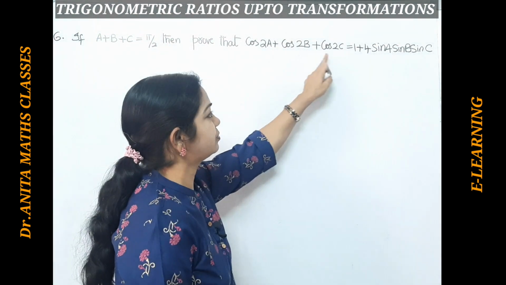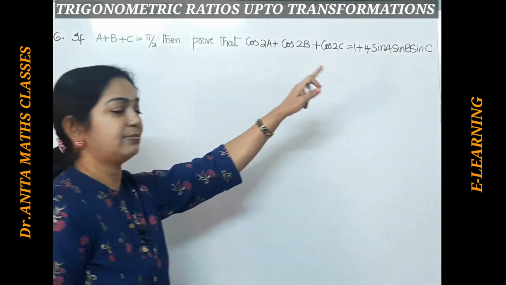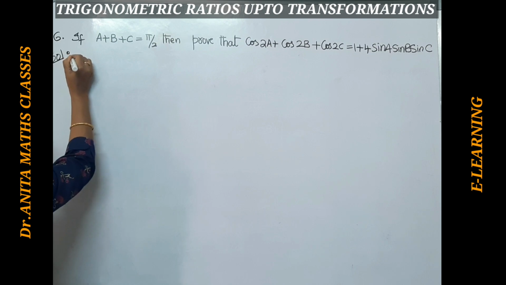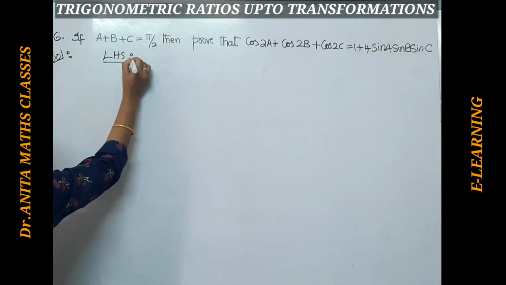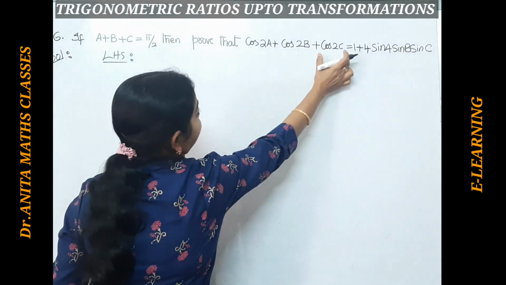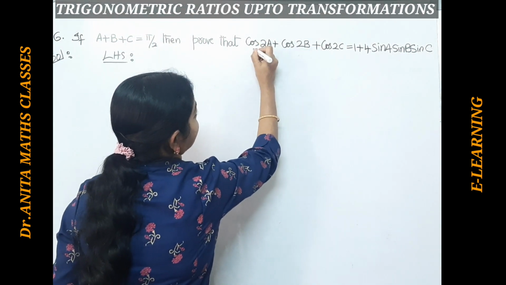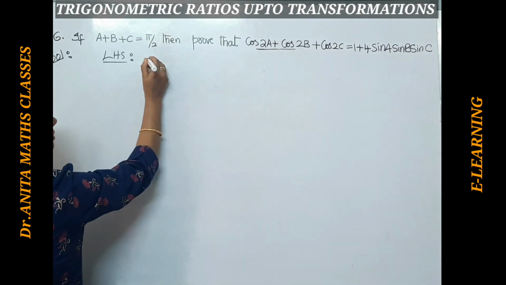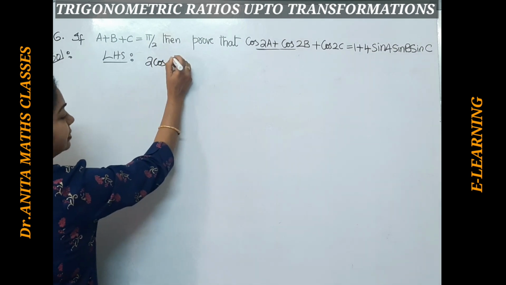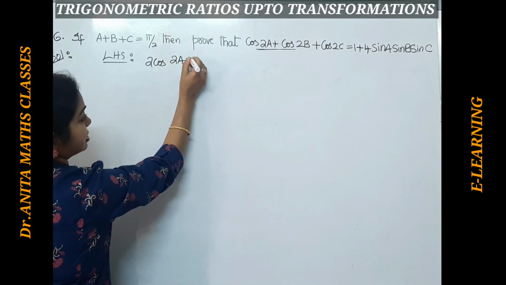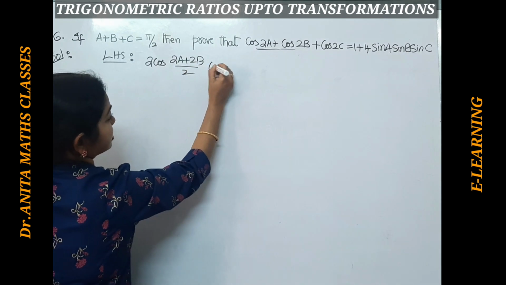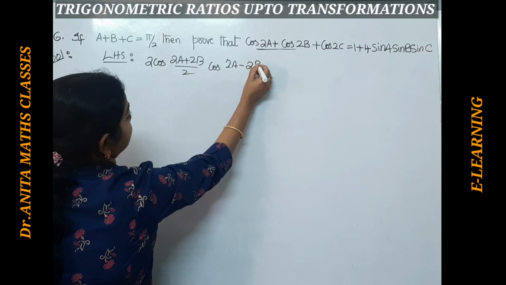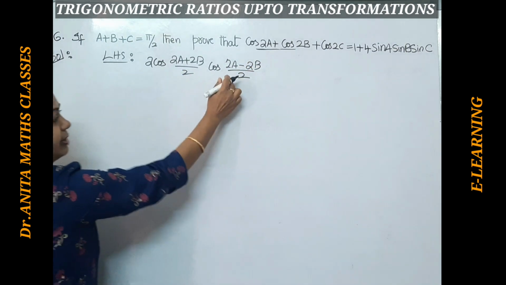Prove that cos 2A plus cos 2B plus cos 2C is equal to 1 plus 4 sin A sin B sin C. See here, we will take the LHS and start with it: cos 2A, cos 2B and cos 2C. So these transformation formulas we will use. For cos A plus cos B, it will become 2 cos (A plus B)/2 and cos (A minus B)/2. So 2A plus 2B by 2 and 2A minus 2B by 2, that is (A plus B)/2 and (A minus B)/2.